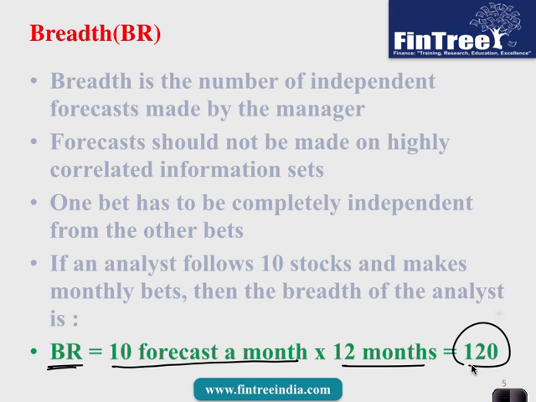Yeah, he's right. If the underlying information is the same, that means you use the same information every month, then those would not be independent. But if you've used underlying information which is uncorrelated with each other, that means every month there was a new set of information available, then these would be 120 bets. Are we fine here?